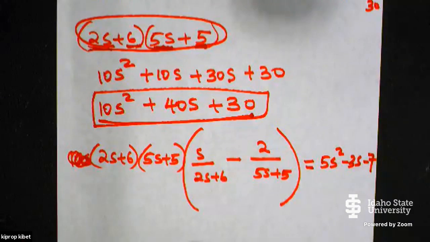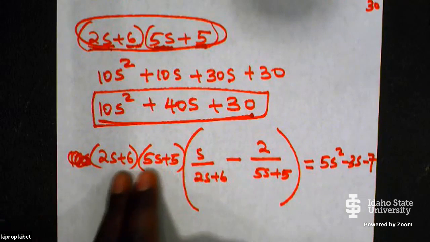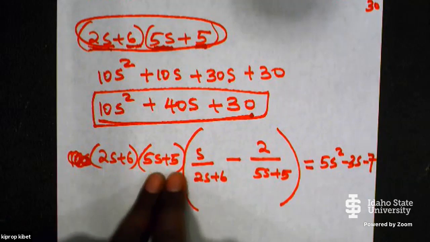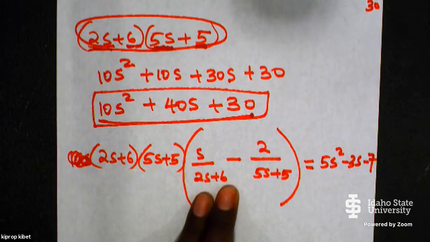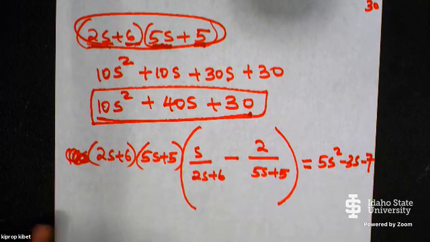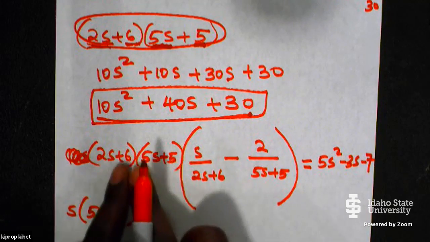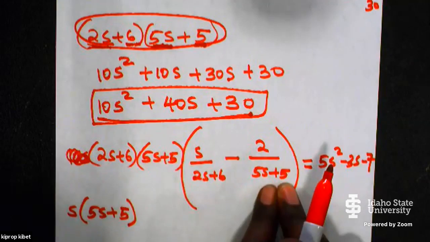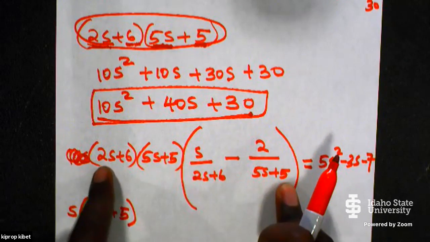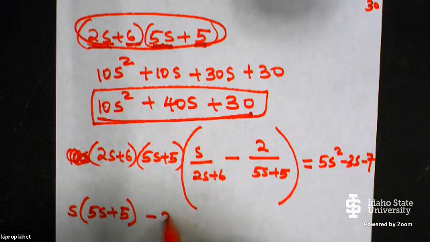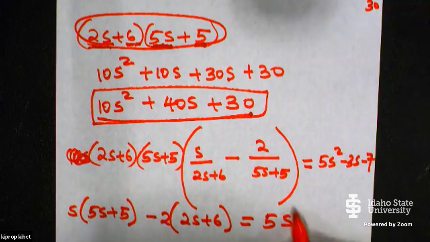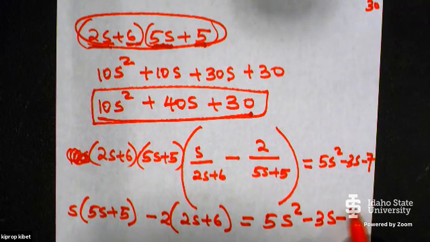Now, when we simplify again, when you multiply 2s plus 6 by 5s plus 5, in the first one here, what will cancel? 2s plus 6. So what you remain with is s times 5s plus 5. Okay? Now, the next one, when you multiply this, what will you remain with? 2s plus 6. Minus 2 times 2s plus 6 equals to 5s squared minus 3s minus 7.